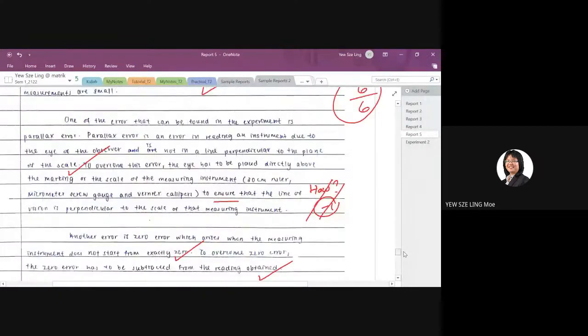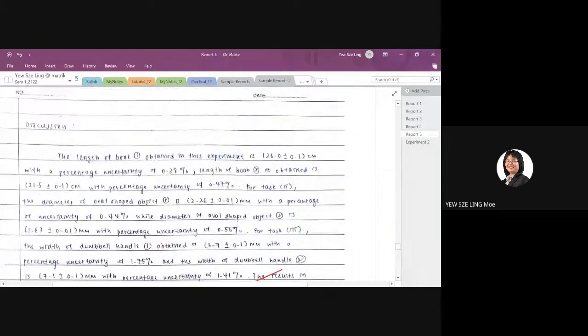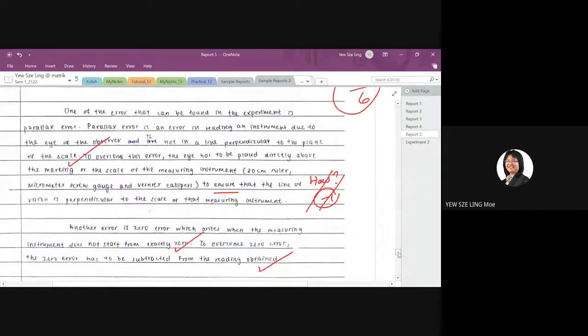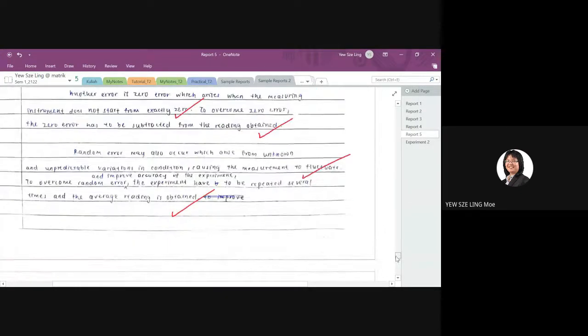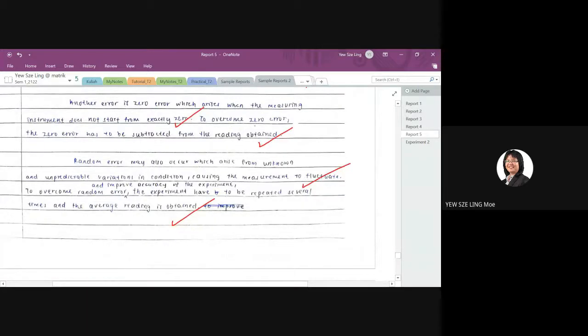Okay, how to write a good discussion. Usually students will lose marks in the discussion because you don't know how to write a correct error and a correct precaution. So this is how you should do it. Give some explanation and then give some things that people can actually do to overcome the error.